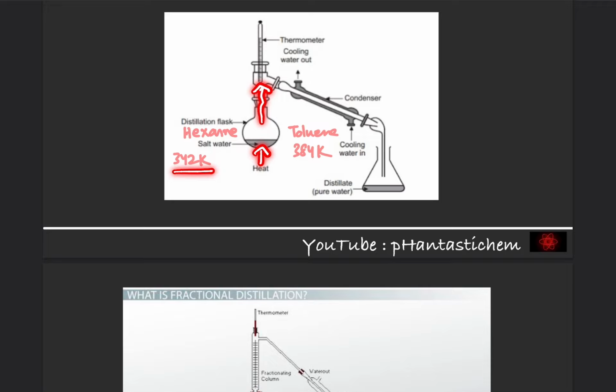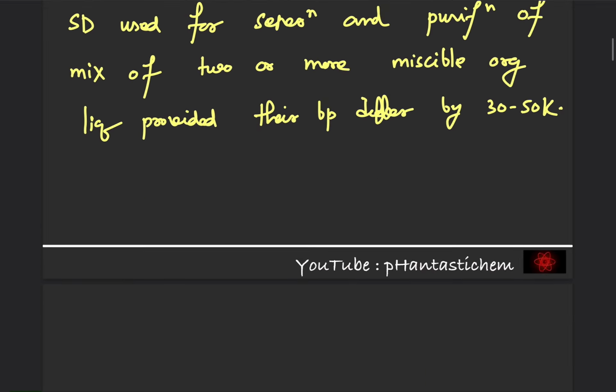These vapors will rise up and then they will pass through the condenser. So the condenser consists of cold water. So the cold water will condense these vapors into liquid and they are collected at the other beaker. Meanwhile, toluene remains here itself. So this is how we separate them. Okay. But if the boiling points of the two liquids of the mixture are very close to one another, let's say they differ by around 10 Kelvin, then separation is not possible by simple distillation. Okay, so important statement.